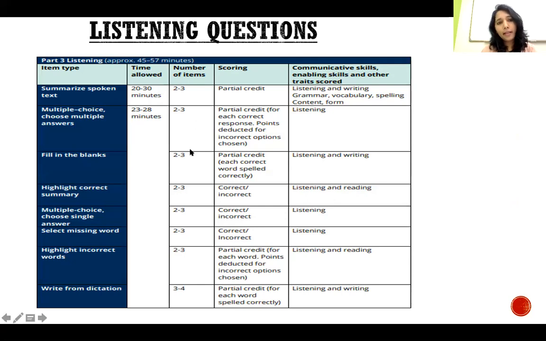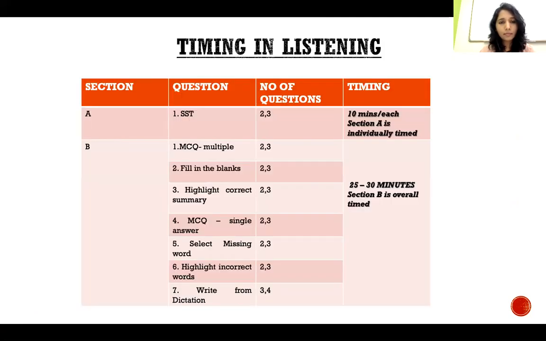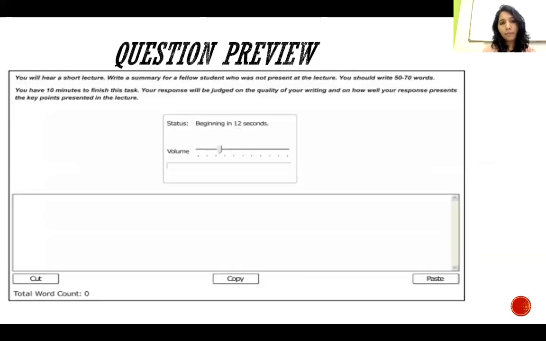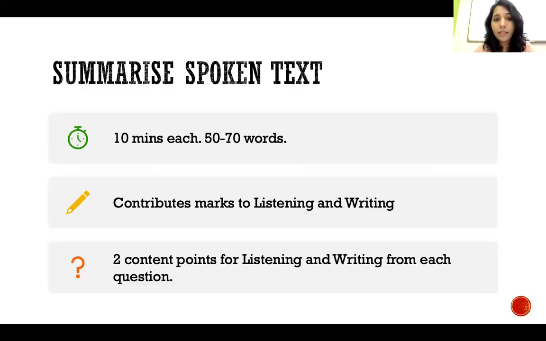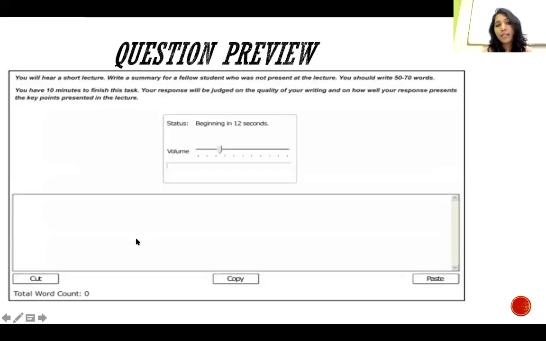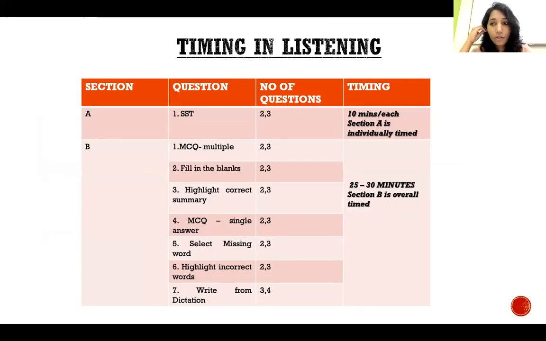Okay, this is your listening question type that we saw so far. The first question type, like I told you, is summarize spoken text. It's a very important question type, so this contributes points to listening and writing. What happens in this question type, or what's your job here? Your job is to listen to an audio and write a summary of the audio that you're listening to.